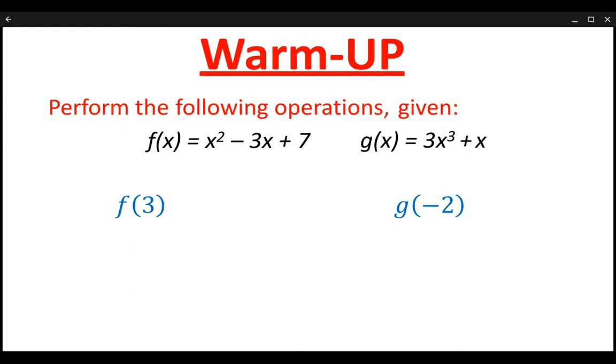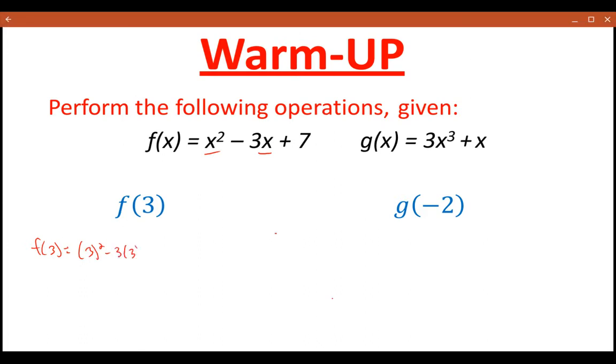So for the answers to this, on the first one, all we're going to do is replace all of the x's here in f of x with 3. So this becomes f of 3 equals 3 squared minus 3 times 3 plus 7. We then just evaluate using order of operations. We get 9 minus 9 plus 7, which is 7.